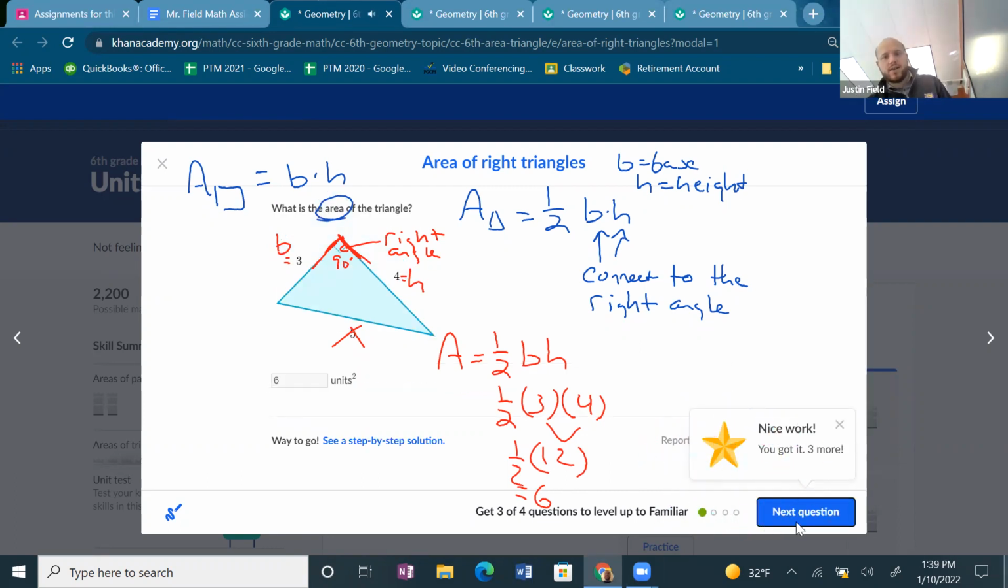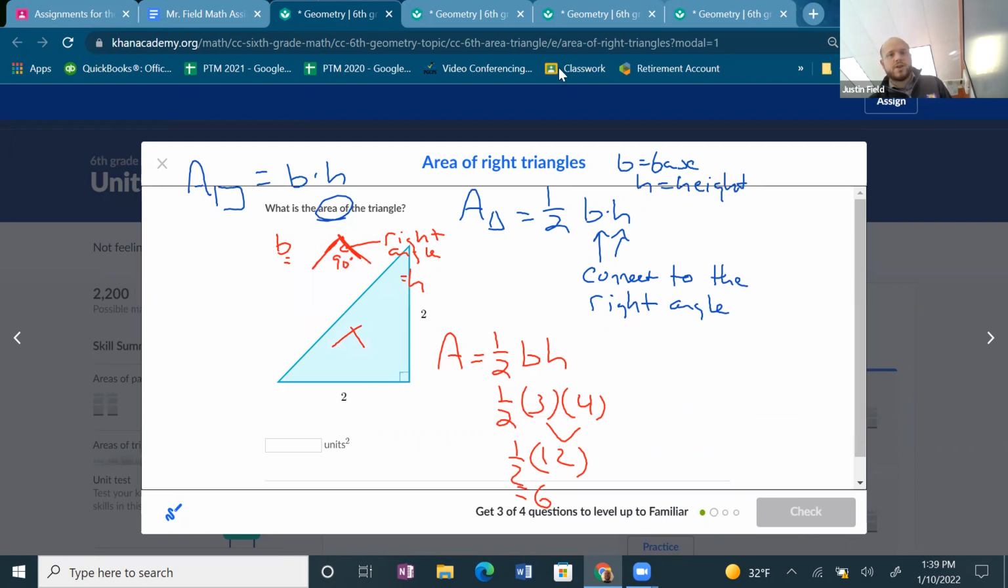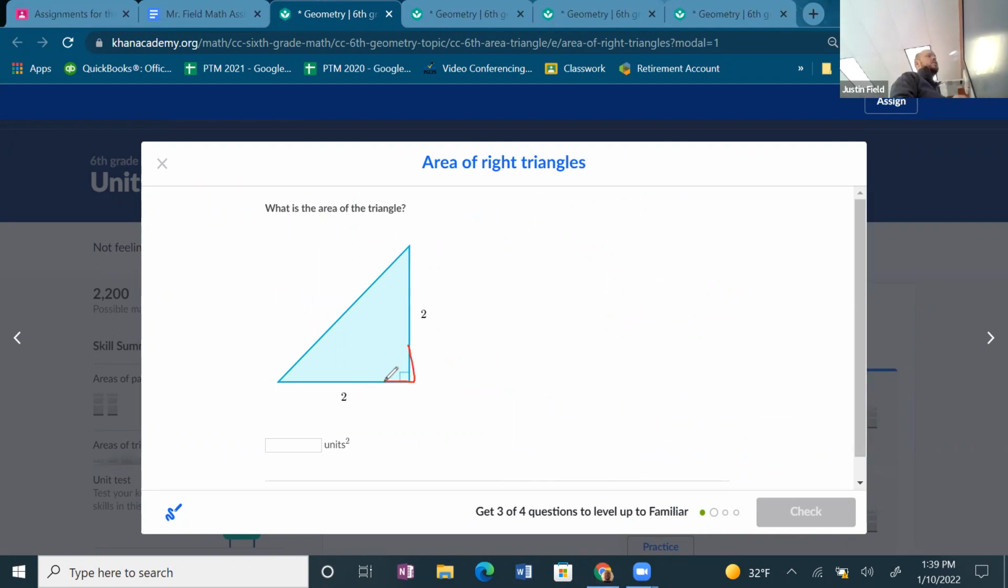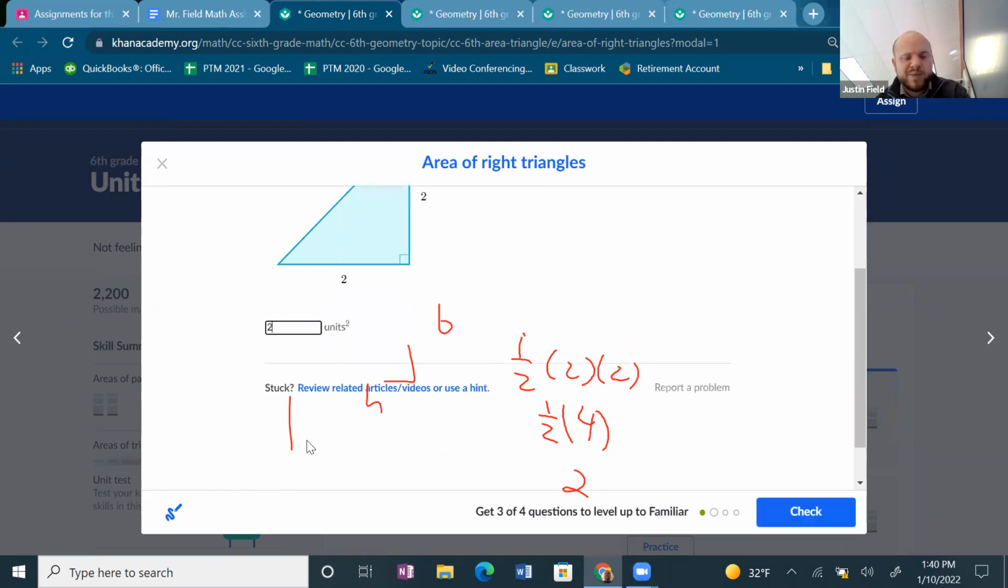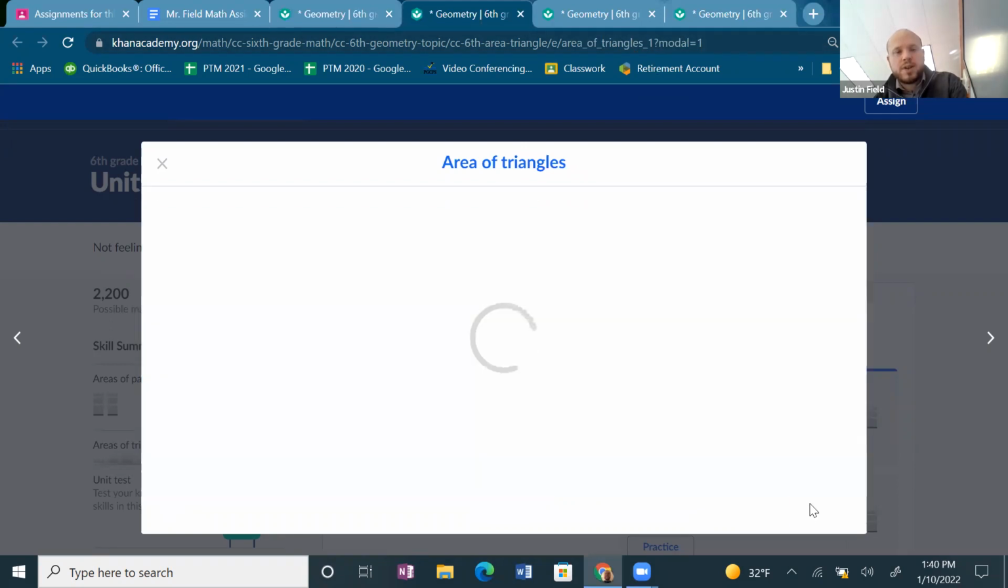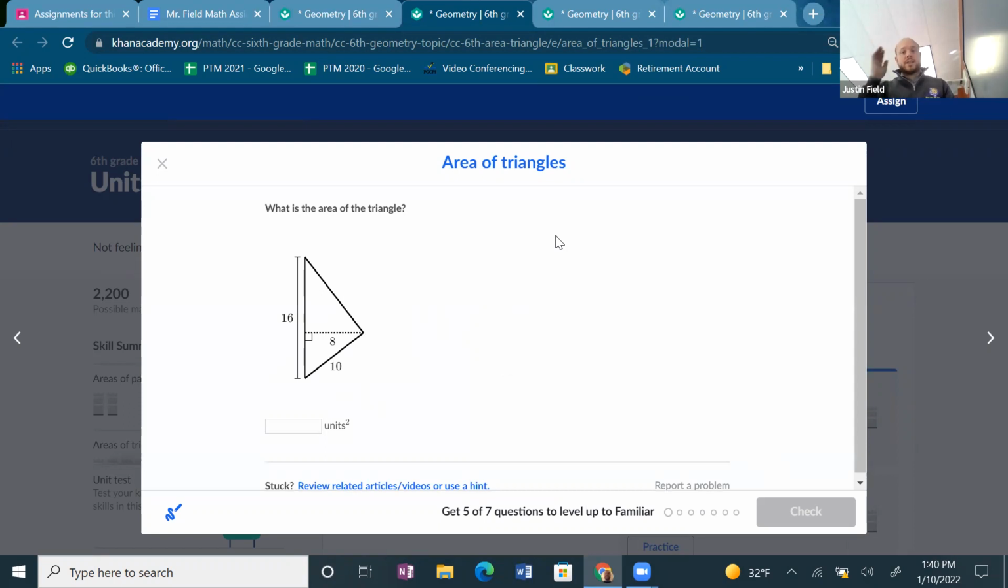Ta-da! All right. Let's try that one more time. Warp speed. Okay, so here is our right angle. So there's our base and height. Formula is 1/2 base times height. 1/2 2 times 2. 2 times 2 is 4. 1/2 of 4 is 2. And we're done. So hopefully after doing all that slope and stuff, area of triangles is a nice little easy thing.